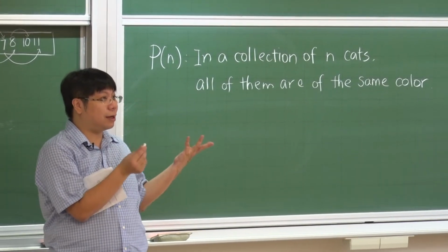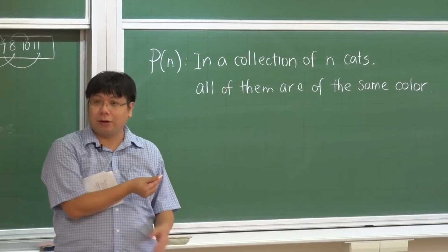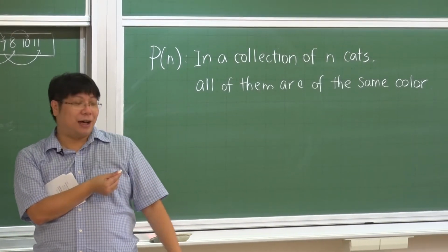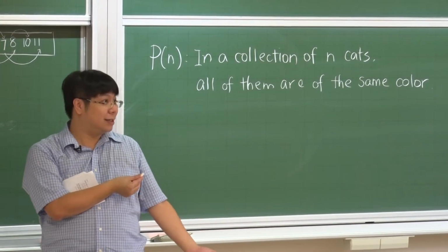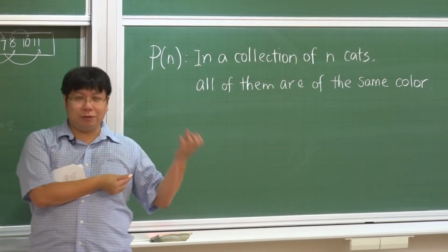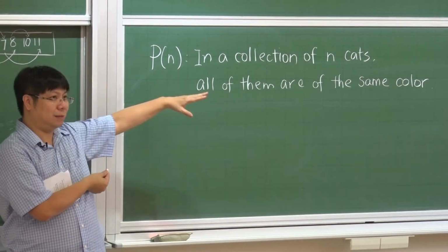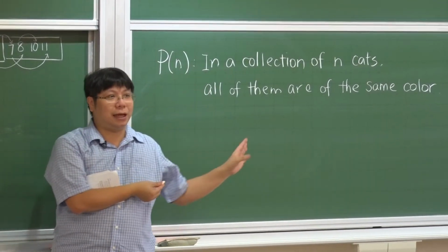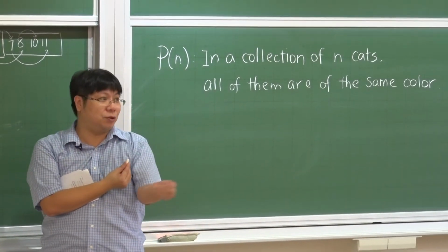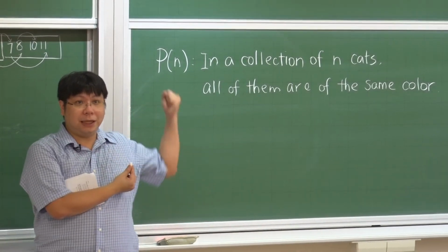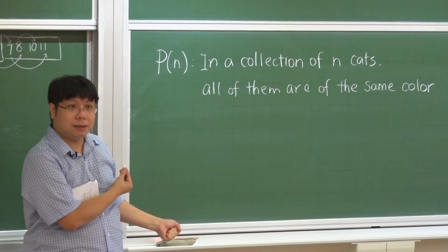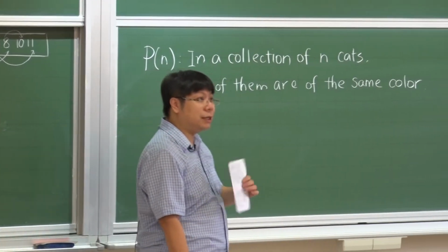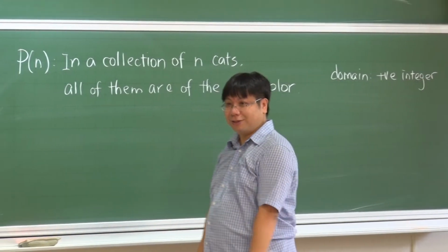We can easily give a counterexample to show that this is not correct. Let's say you have a Hello Kitty, and then you have a Garfield. Hello Kitty and Garfield are of different color, right? So even when n is equal to 2, it cannot be true. I just put a Hello Kitty and a Garfield together, and they are not of the same color. So P2 itself is not true, right? But let's say we are going to show this by induction, and you need to find out what is going wrong here, OK?